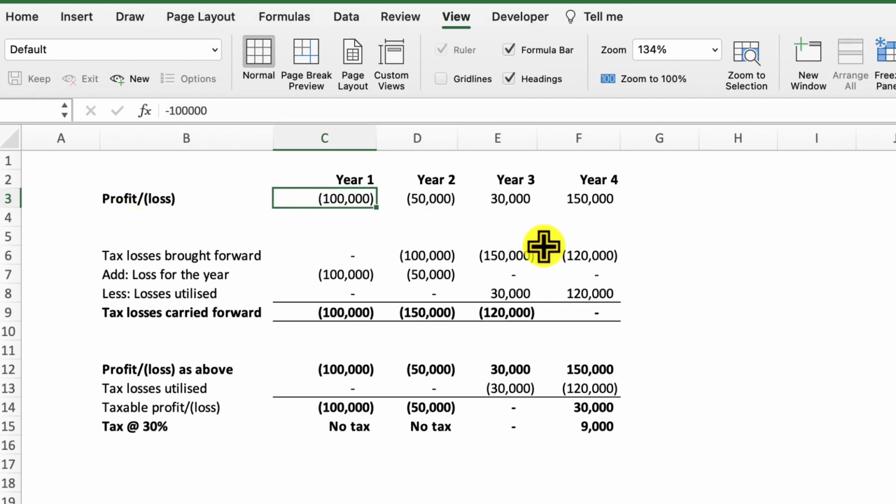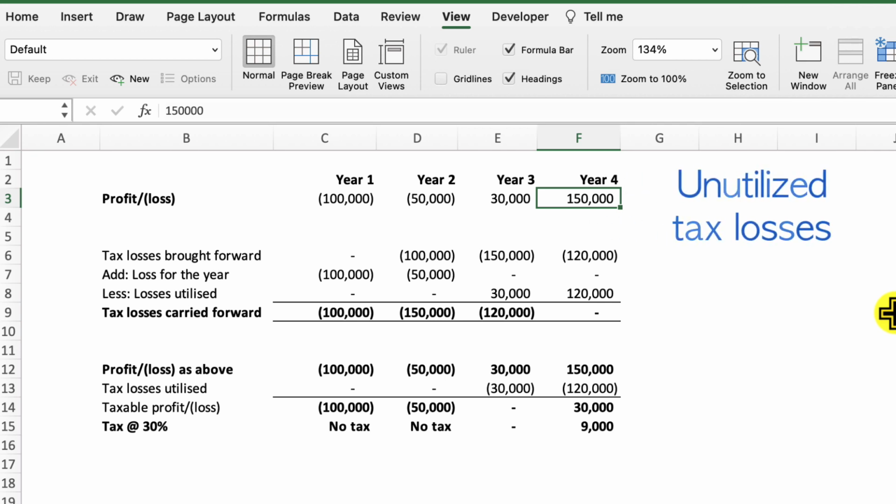made a loss of $100,000 in the first year, and then a loss of $50,000 in the second year. In the third year, it turned a profit of $30,000. In the fourth year, it turned a profit of $150,000. So generally what happens in this instance is that these losses that we made in the first few years, we call them unutilized tax losses. We can carry them forward and use them to offset our future profits.